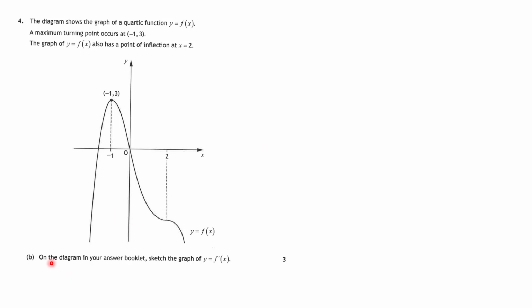Part B says, on the diagram in your answer booklet, sketch the graph of y equals f dashed of x. I don't have an answer booklet, but let's make a diagram. So we've got an x here and an f dashed of x here. Now we see we have 2 stationary points, a stationary point here and a stationary point here. This is our maximum turning point, and this is a point of inflection. But what do we know about stationary points? We know that f dashed of x equals 0, so we can put in here, that has to be 0 there, at -1, and that has to be 0 when x is 2.